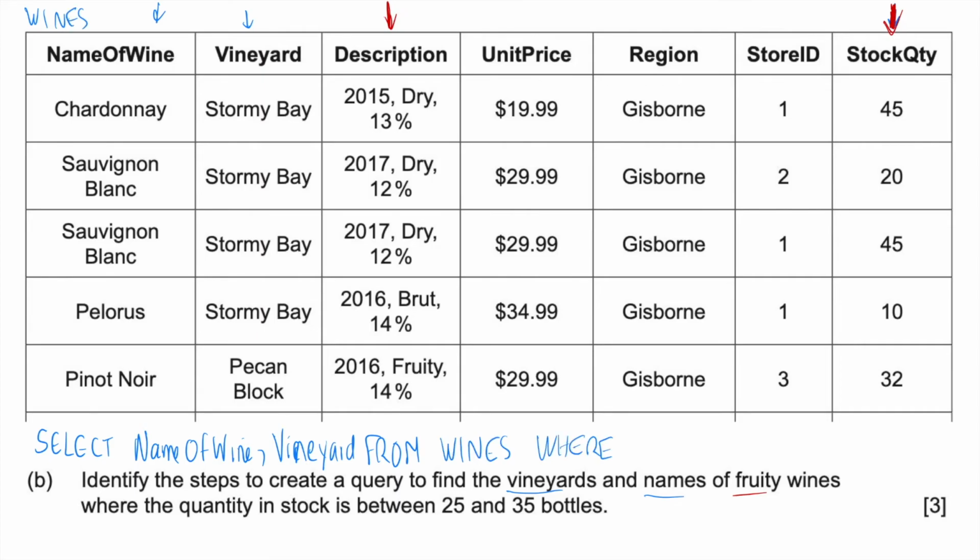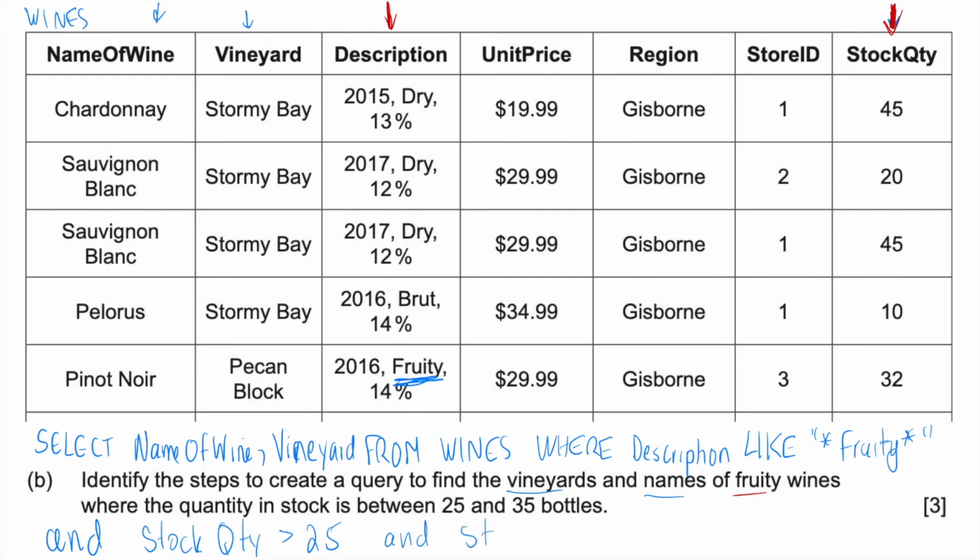Okay, so we're going to say first, description LIKE fruity, because we've got fruity right here. And we're going to use our stars. We're going to say star fruity star. That star just represents the percentage signs we saw in our earlier explanation of LIKE. And then I'm going to write it down here, AND, because that all has to be true. And stock quantity is, let's say, greater than 25. It says between, so it's probably greater than 25. And stock quantity is less than 35, my bad. Okay, so that's the entire query. Let's go ahead and check our answer.